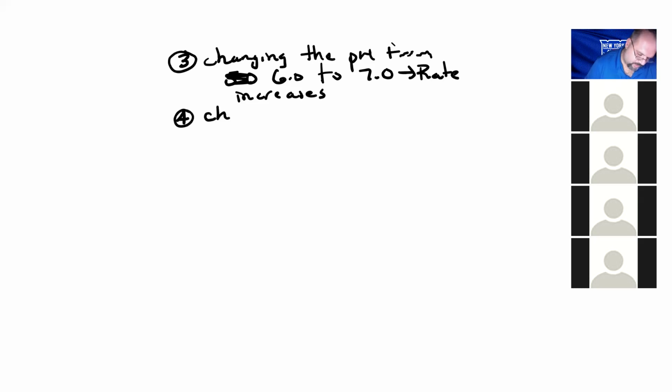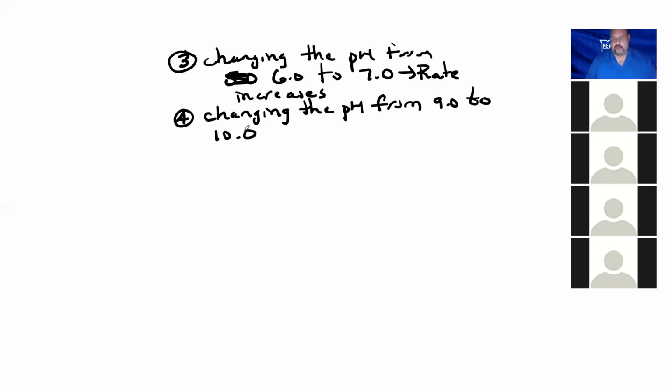And then the last one, number 4, changing the pH from 9.0 to 10.0. So here, just like in number 3, we're raising the pH, but this time we're actually moving further away from the optimum pH. And because we're moving further away from the optimum pH, what should happen to the rate? The rate should actually decrease.